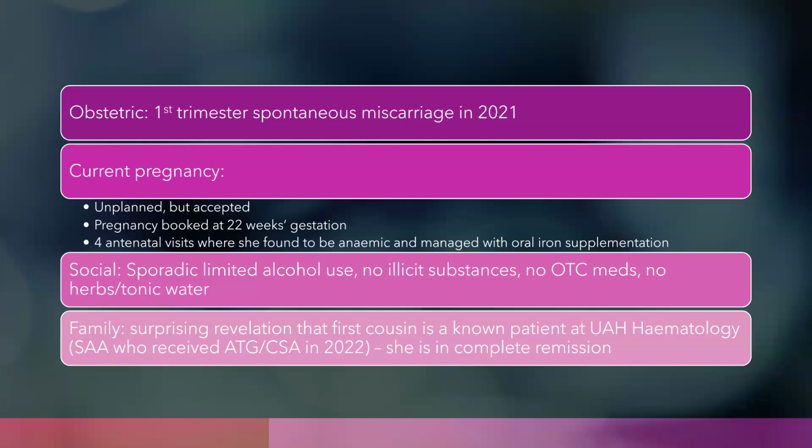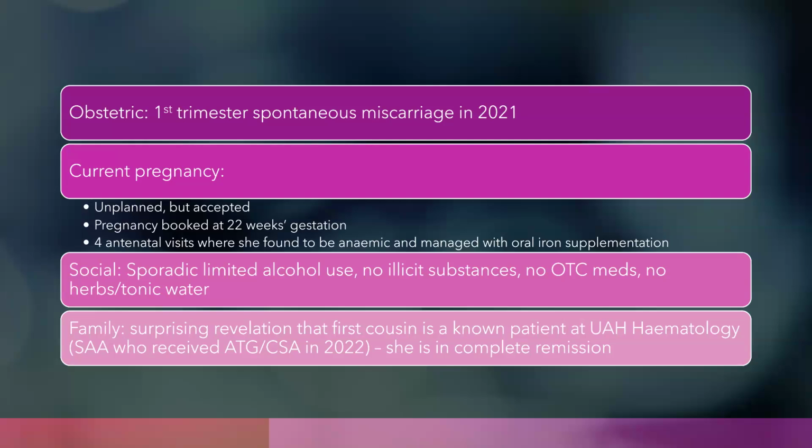On her prior antenatal visits, she had a record in her antenatal booking chart that she was anemic and was managed empirically with oral iron supplementation at that point. She had no real social history of note, no use of over-the-counter meds either, no herbs or tonic water use.